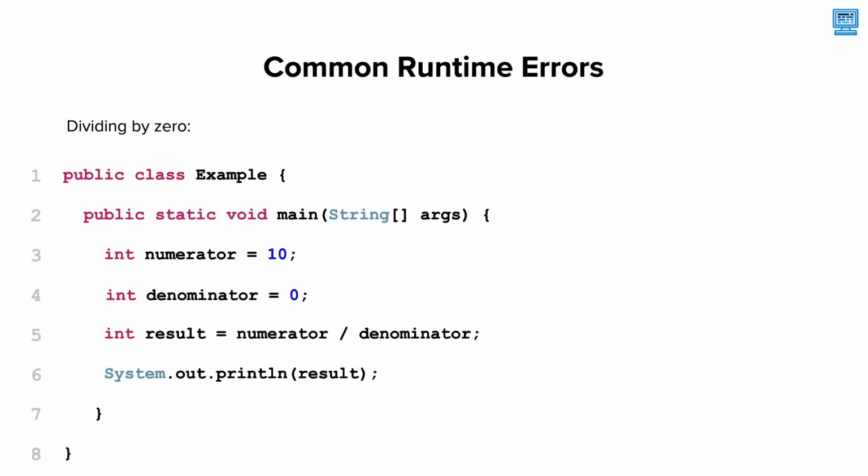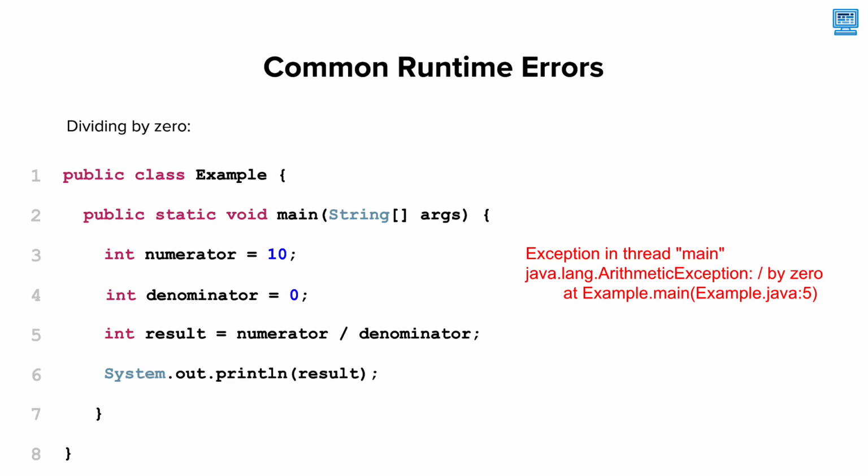Let's walk through this program step by step. We initialize the numerator to be equal to 10. We then initialize the denominator to be equal to 0. And then we create a result variable that will hold the value that results when you divide the numerator by the denominator. When we try to run this program, we'll get an error message, and it will look something like this.